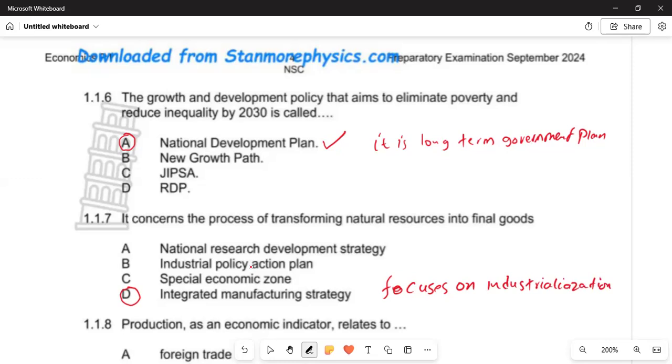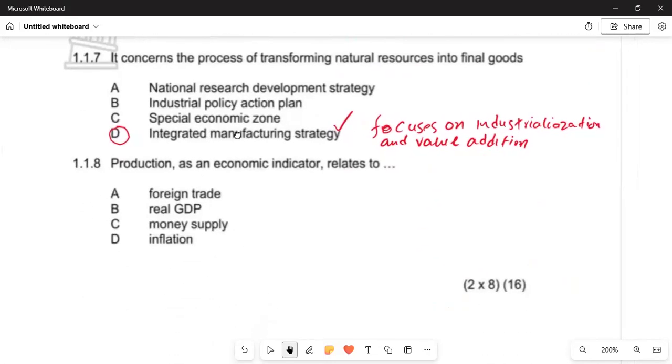That is the reason why we go for it, because it focuses on industrialization and value addition. That is whereby they are going to turn raw materials into products that can be sold domestically or internationally. So that is the reason why the integrated manufacturing strategy is the correct answer. Now we are moving on to 1.18.